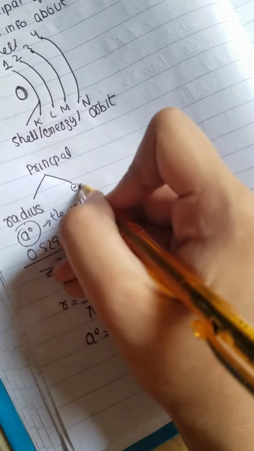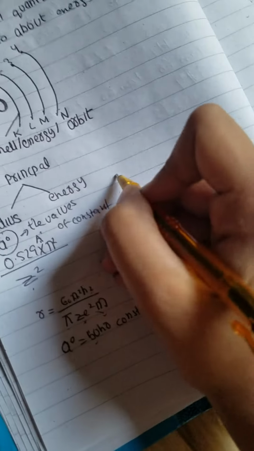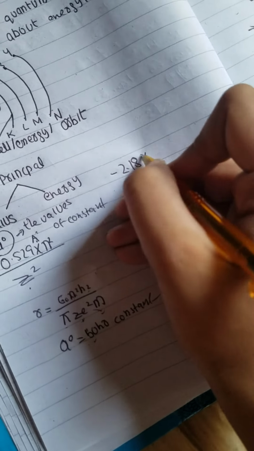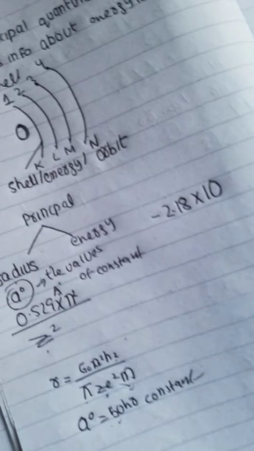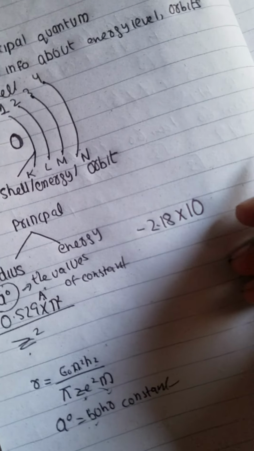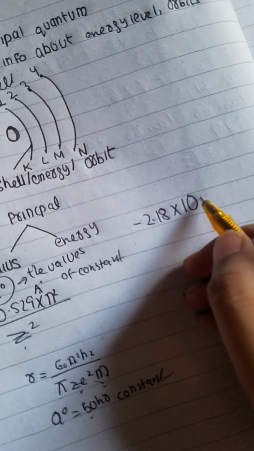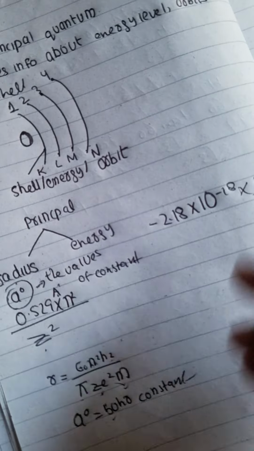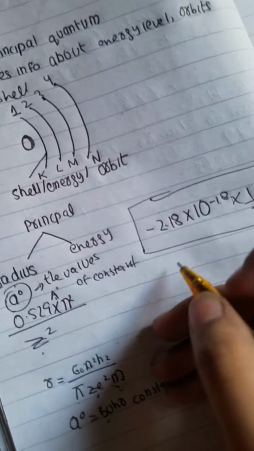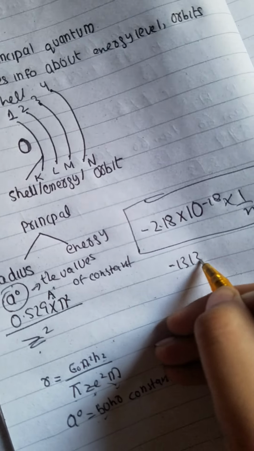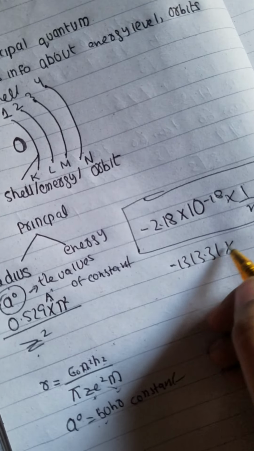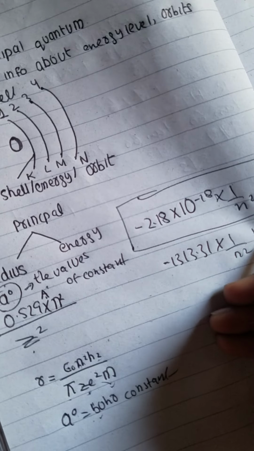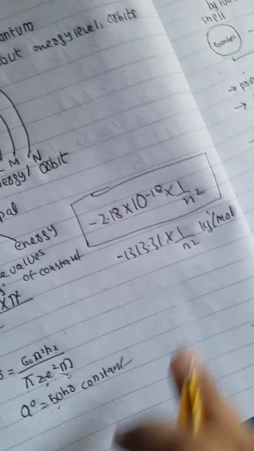It tells us about two things. First is radius and second one is energy. In the formula of energy, it is minus 2.18 multiplied by 10 to the power minus 18 multiplied by 1 upon n square. This is the basic formula. We can also say minus 1313.31 multiplied by 1 upon n square kilojoule per mole. We can have three formulas for it, right?